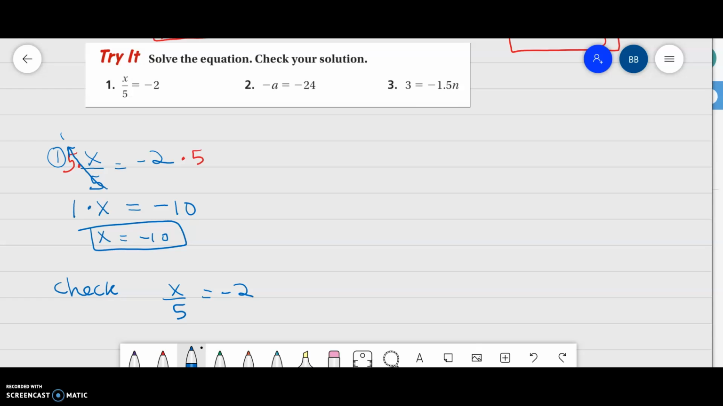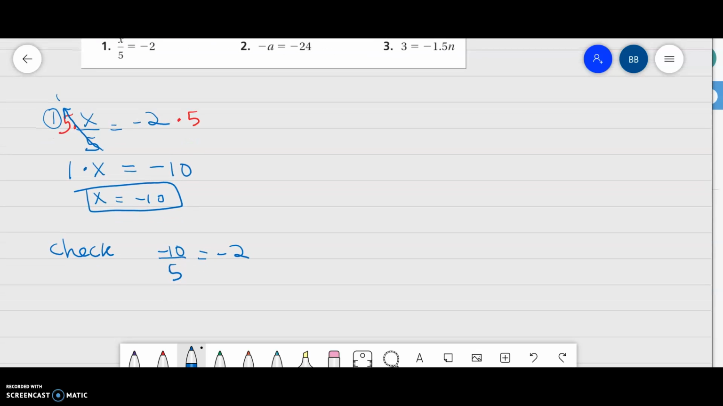So I substitute in negative 10. And then negative 10 divided by 5 is negative 2. So I get negative 2 equals negative 2. So that checks out. Awesome. All right, this next one's kind of tricky at first.